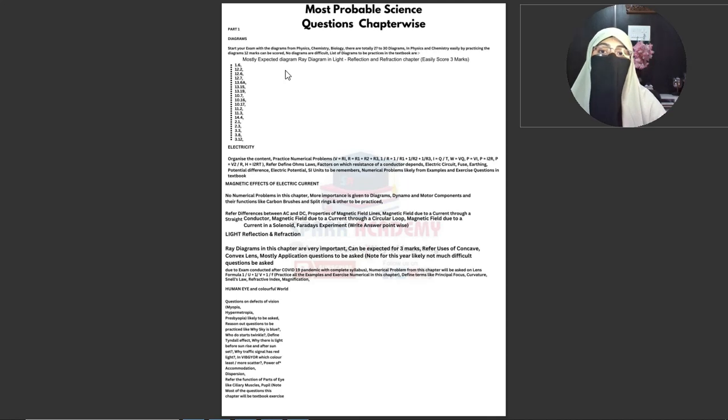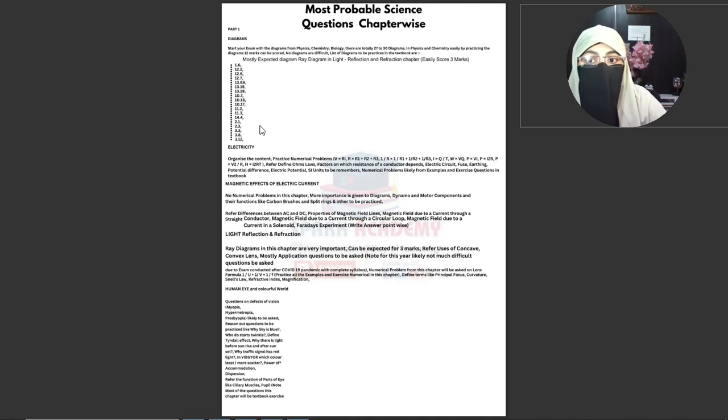Now one more important thing over here is that the most expected diagrams are the ray diagrams from light reflection and refraction, from which you can easily score the 3 marks. But some students find it very difficult to study the ray diagrams. So it is okay for the students who don't want to practice the ray diagrams, but the students who are very particular about physics and find physics interesting can go for the ray diagrams as well.